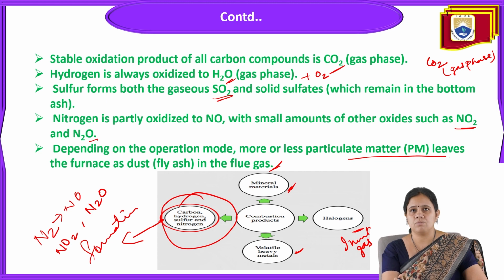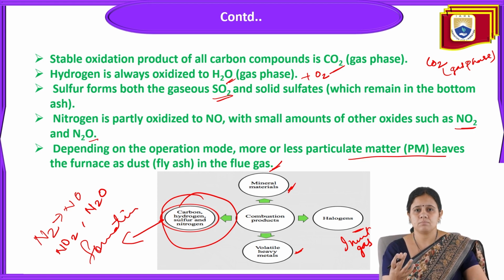Inside the incinerator, these four will be formed: mineral material, carbon, hydrogen, sulfur and nitrogen, volatile heavy metals, and halogens. Depending upon the operation mode of the incinerator, particulate matter, PM, leaves the furnace as dust in the flue gases, and dust is fly ash. So depending on the operation mode of that particular incinerator, some particulate matter will become dust, and dust is called solid residue. So solid residue means the fly ash.